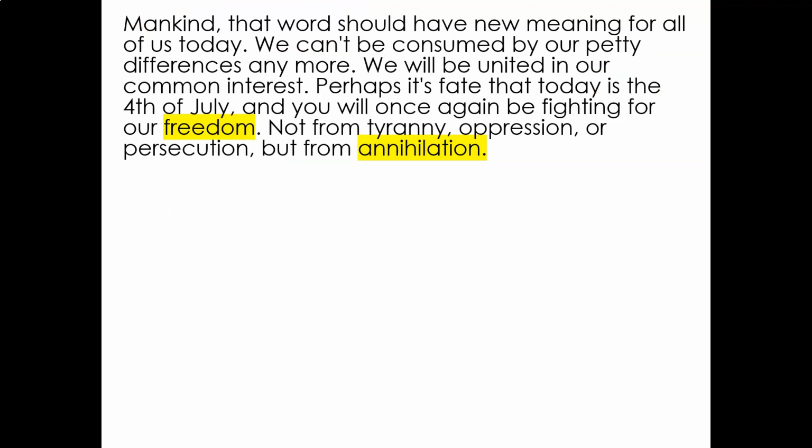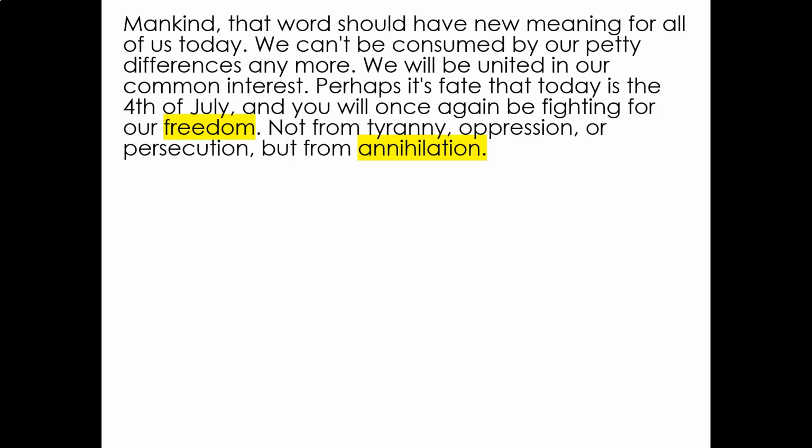Let's read the next section of the text. Mankind. That word should have new meaning for all of us today. We can't be consumed by our petty differences anymore. We will be united in our common interest. Perhaps it's fate that today is the 4th of July and that you will once again be fighting for our freedom. Not from tyranny, oppression or persecution, but from annihilation.